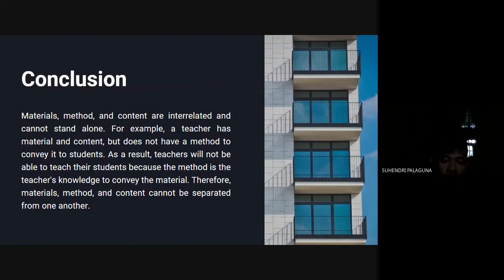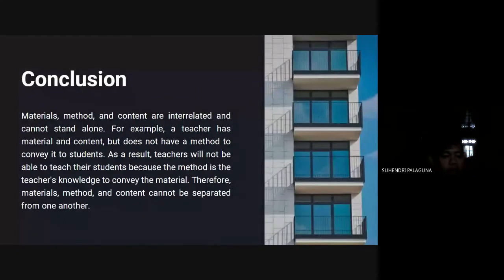Why is method important? Because the method is the teacher's knowledge in delivering the material that has been prepared. The teaching method also consists of the principles of method used by the teacher. The simple one is how the teacher delivers the material in a way that makes their students understand.